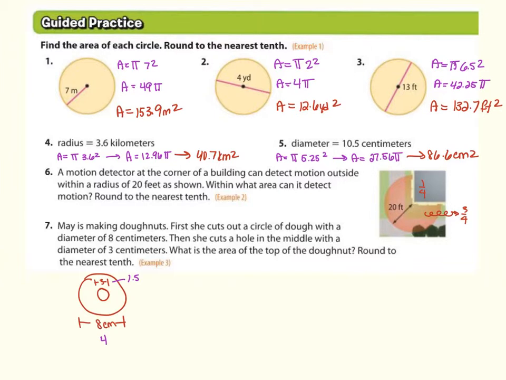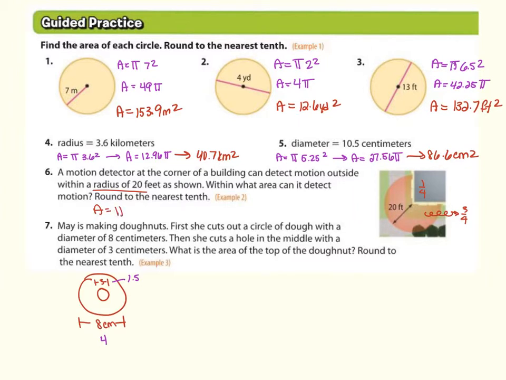For number 6, you have the picture to the right that shows you the radius in which the camera, on the corner of what looks like might be a building or a house, can detect motion. So we're going to find the area of the circle, and then multiply by 3/4 because that's the area it does cover. If it asked for the area it does not cover, that's when we would multiply by the 1/4. Your radius right here is 20 feet.